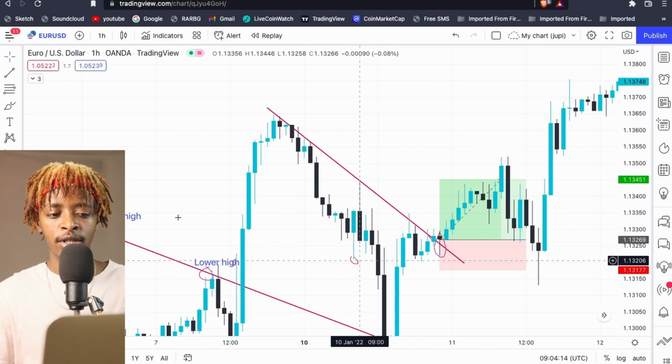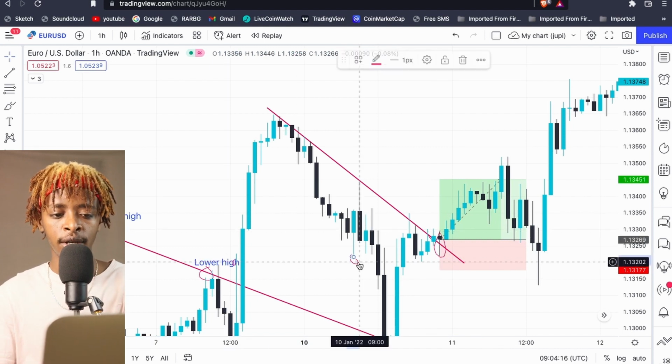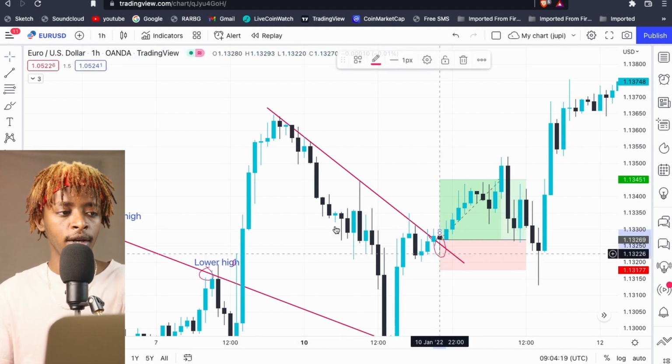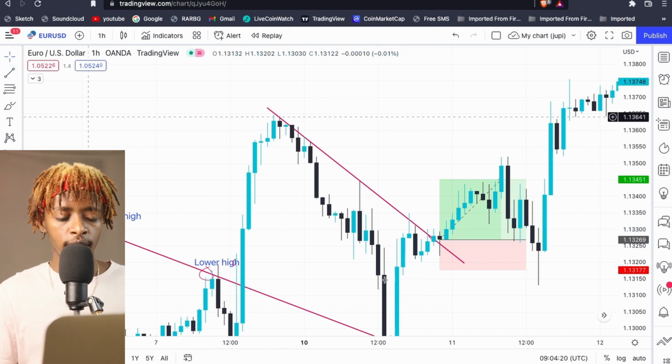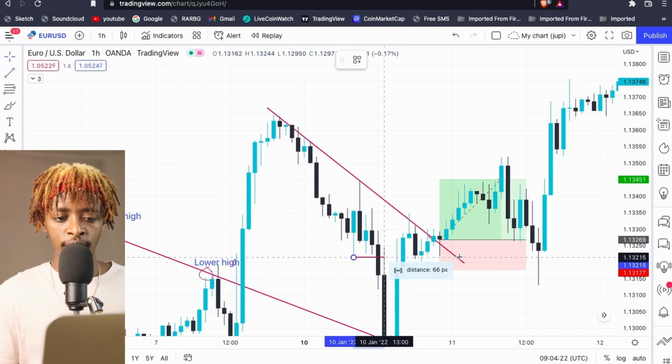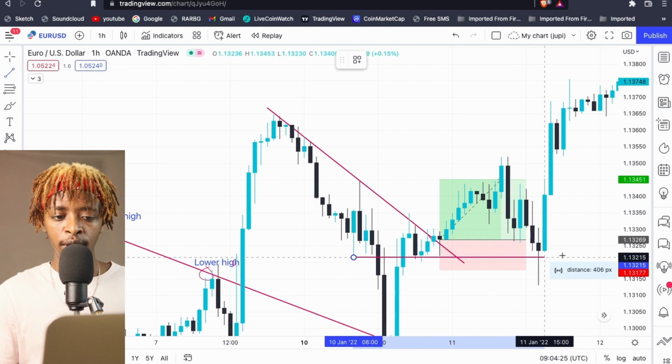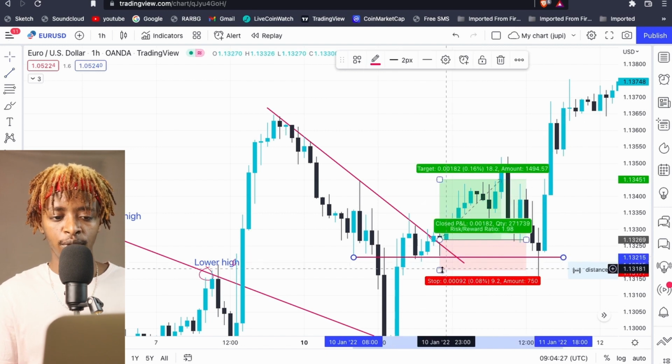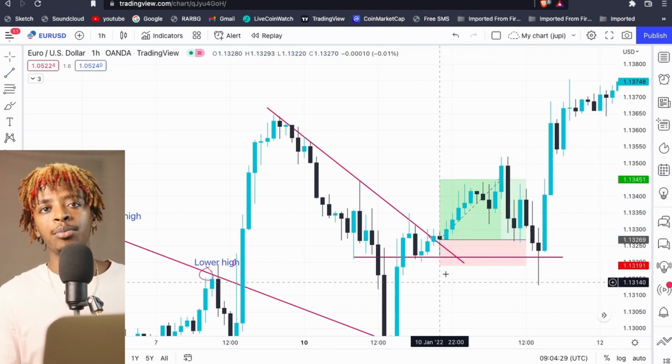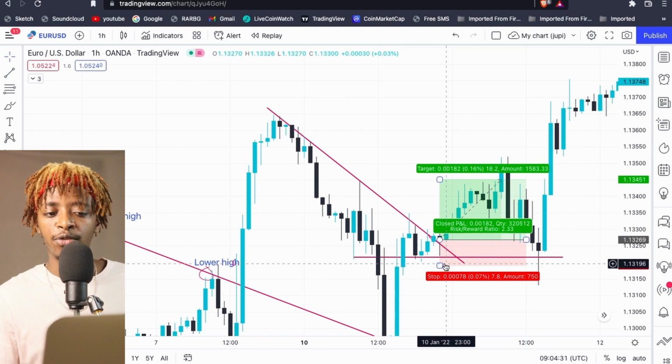Let me remove this bunch of objects and let me put a clean one. So we can put a support line like this, and we can put our stop loss just below this line. So put your stop loss just below that support area, wait for the market to go up.